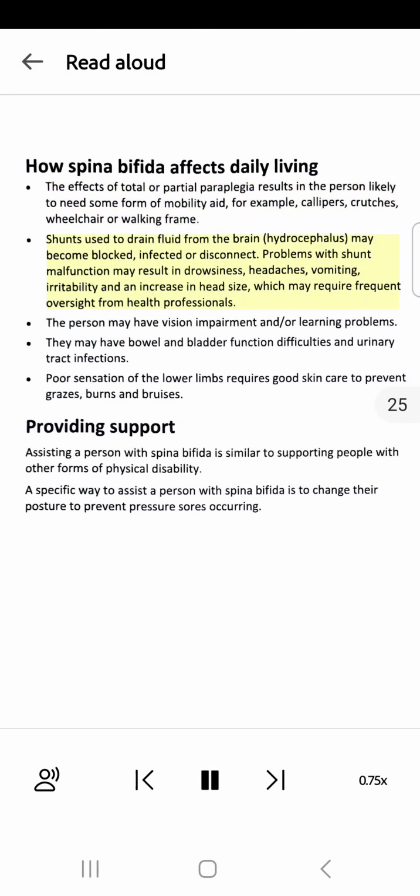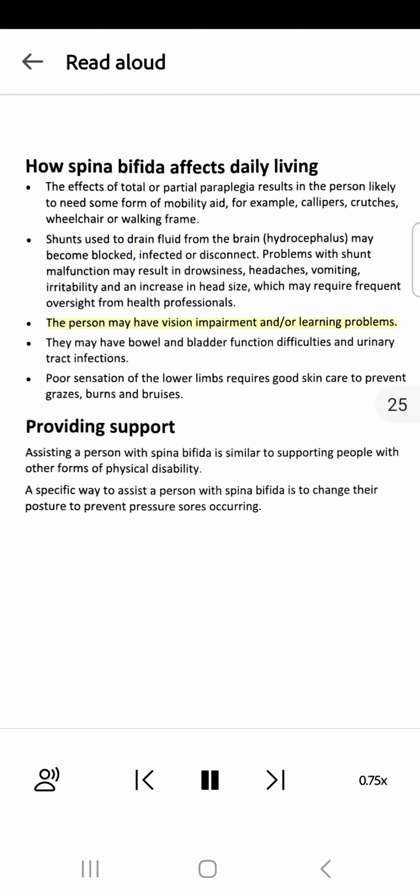Shunts used to drain fluid from the brain, hydrocephalus, may become blocked, infected or disconnect. Problems with shunt malfunction may result in drowsiness, headaches, vomiting, irritability and an increase in head size, which may require frequent oversight from health professionals.